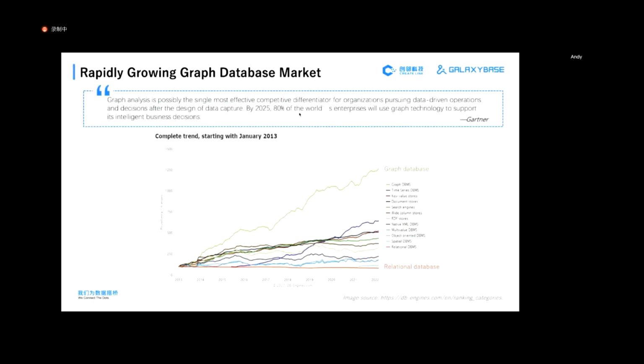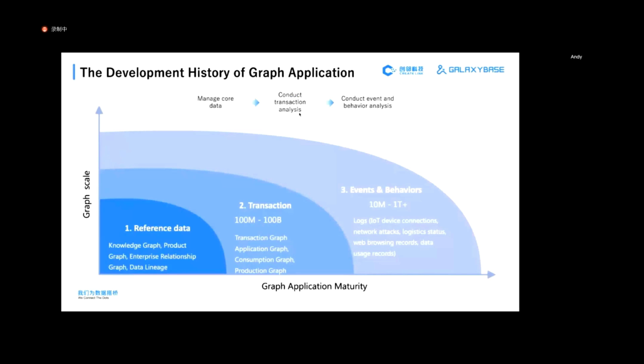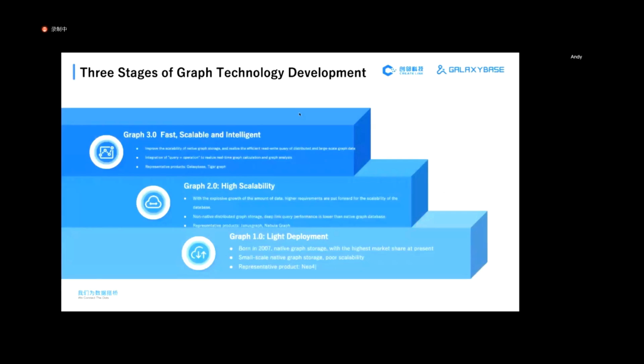And by 2025, 80% of the world's enterprises will use graph database technology to support their intelligent business decisions. Therefore, starting from 2013, graph database technology has enjoyed stunning growth in popularity among many other database technologies. The development of graph applications also evolves through time, from small-scale knowledge graphs to larger transaction graphs, and then further to events and behavior graphs towards trillion scales and beyond.